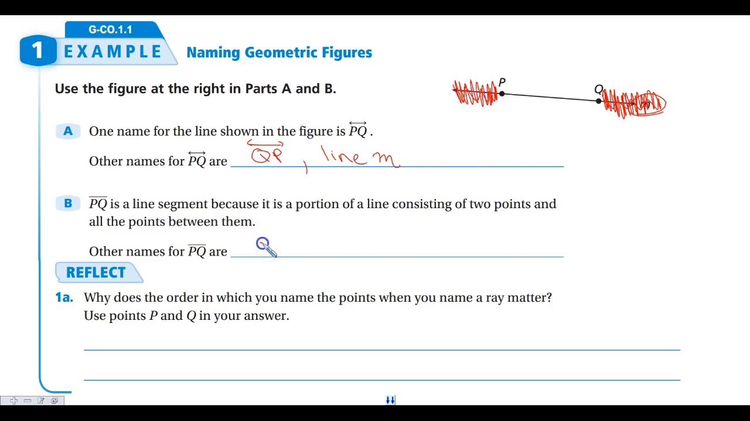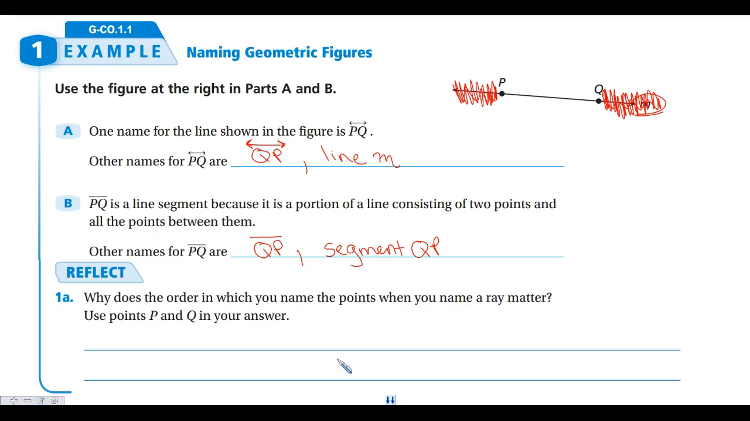Well, another way to name it is segment QP. And again, notice that when I'm naming the line, I use the arrows. When I'm naming the segment, there are no arrows. All right. Every now and then you will see me write out the word segment and then QP or PQ. It doesn't happen all that often, but please know that that is another way that you can use it. We just don't use it hardly ever.